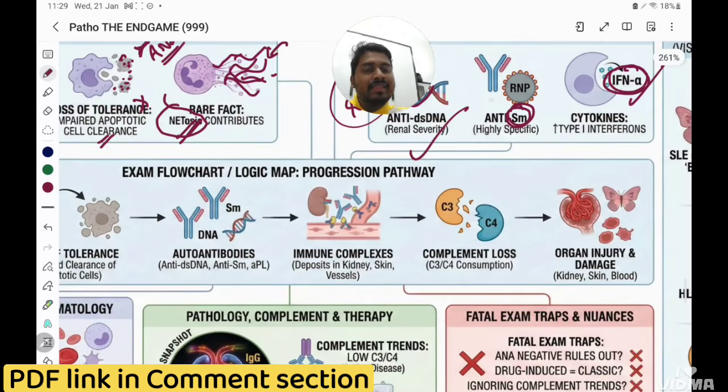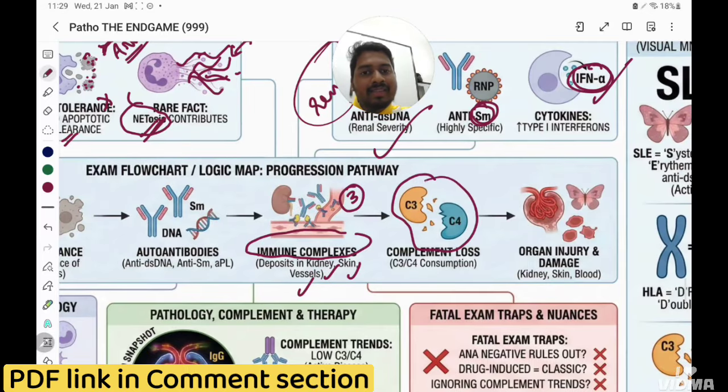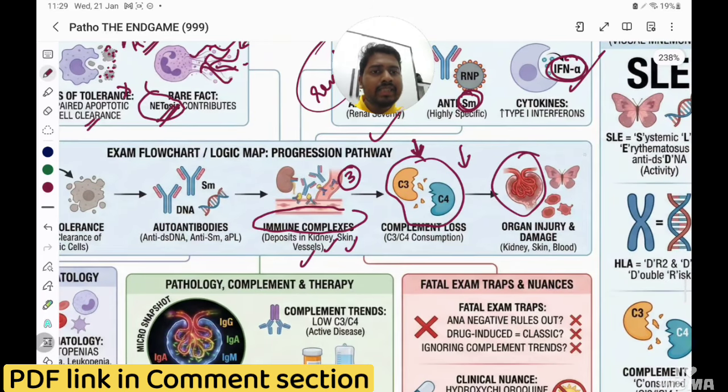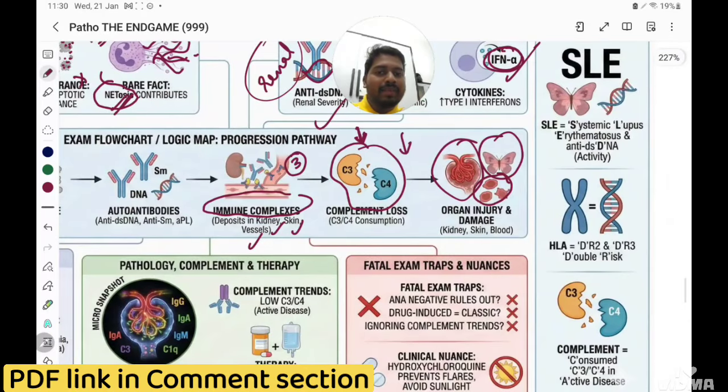Once these antibodies are released, they combine with the antigen and form immune complexes. This mediates type 3 hypersensitivity, and the complexes get deposited in the kidney, skin and vessels, where they cause inflammation. Along with this inflammation, it consumes all the C3 and C4, so both C3 and C4 levels will decrease. This is a classical case where C3 and C4 are both decreased, because in post-streptococcal glomerulonephritis and similar infections, C3 will decrease but C4 will be normal. In SLE both will be decreased. Finally, this leads to kidney injury, skin damage and skin lesions, and it can lead to hemolysis. All these things can happen in SLE.